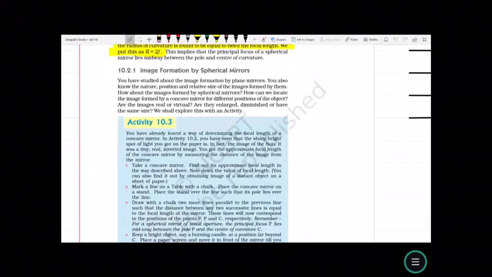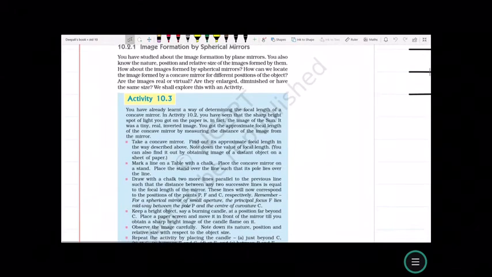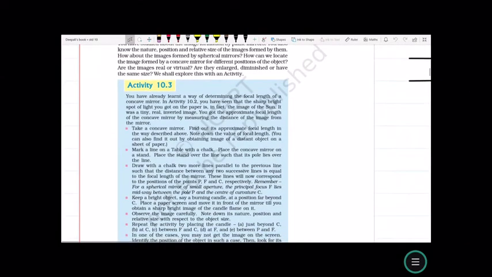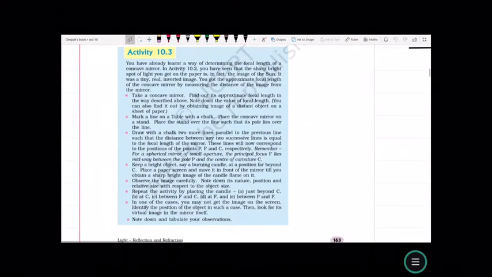How can we locate the image formed by a concave mirror for different positions of the object? Are the images real or virtual? Are they enlarged, diminished or of the same size? We will explore this with an activity. So let us perform this practical and see how the images are formed. First, we will understand the image formation by a concave mirror and then by a convex mirror.